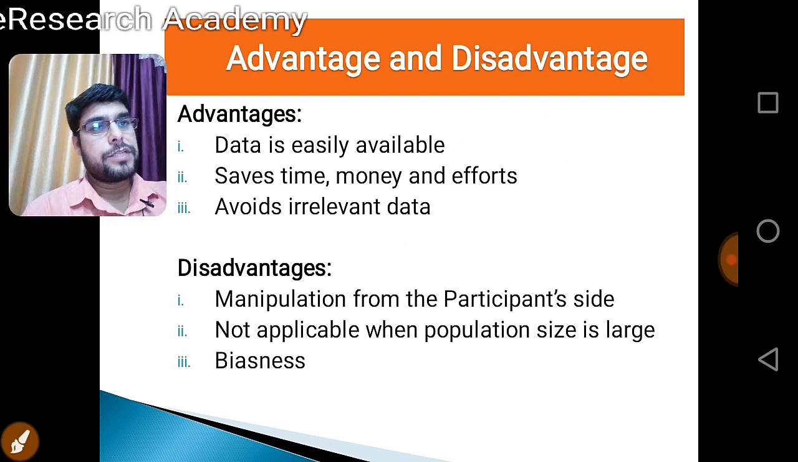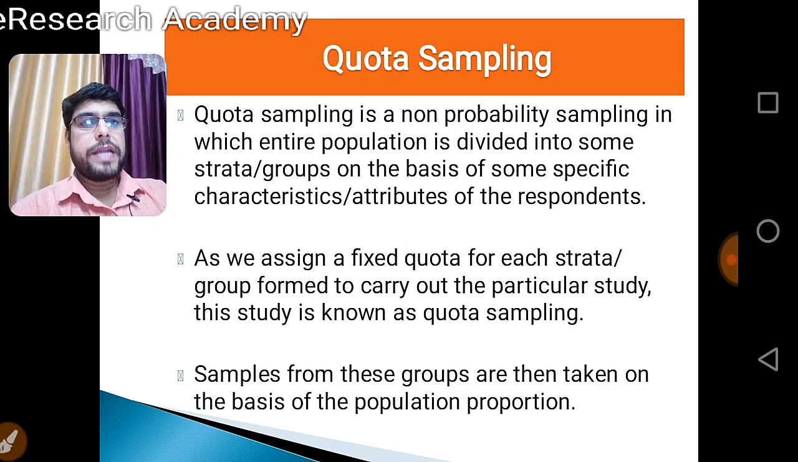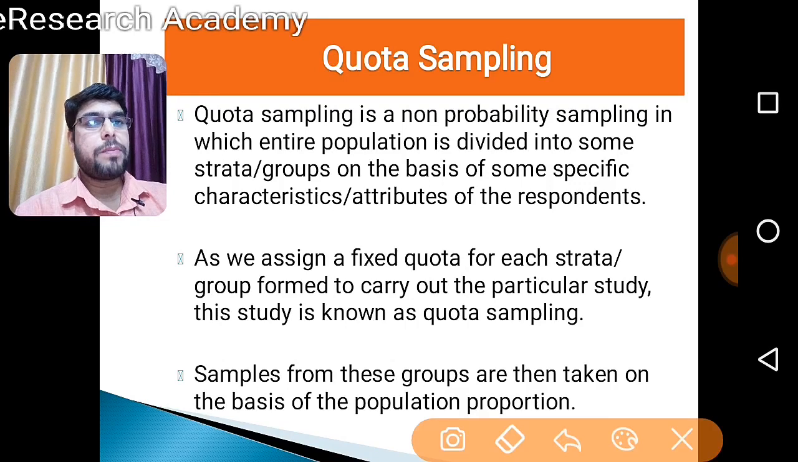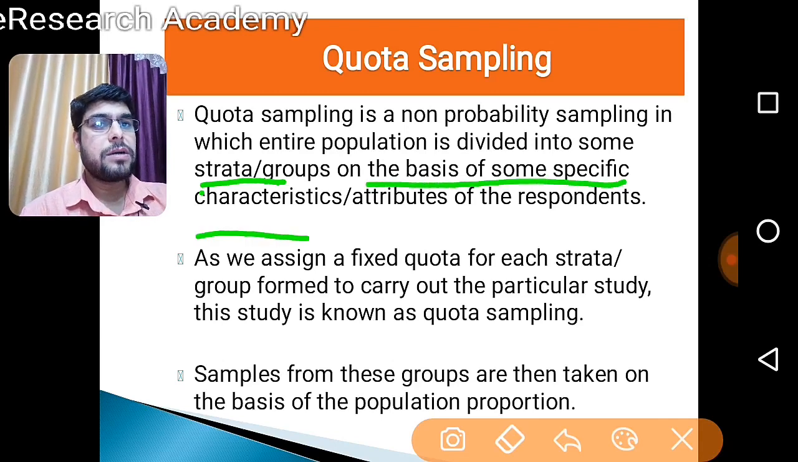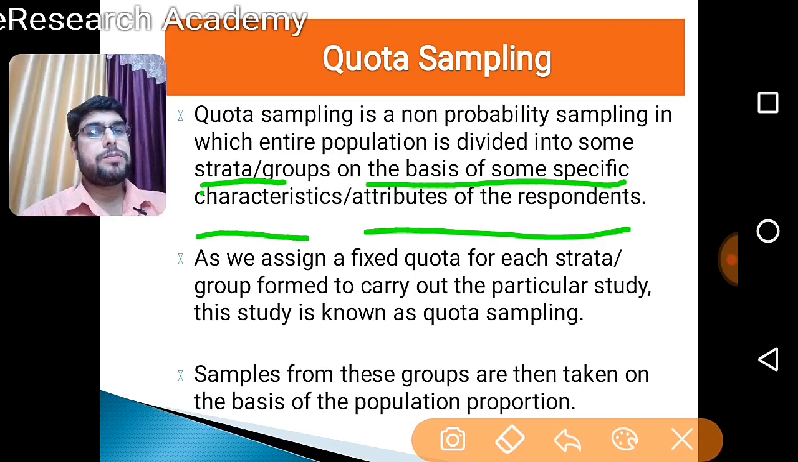Next, we have quota sampling. Quota sampling is another non-probability sampling in which the entire population is divided into some groups or strata on the basis of some specific characteristics or attributes of the respondents.